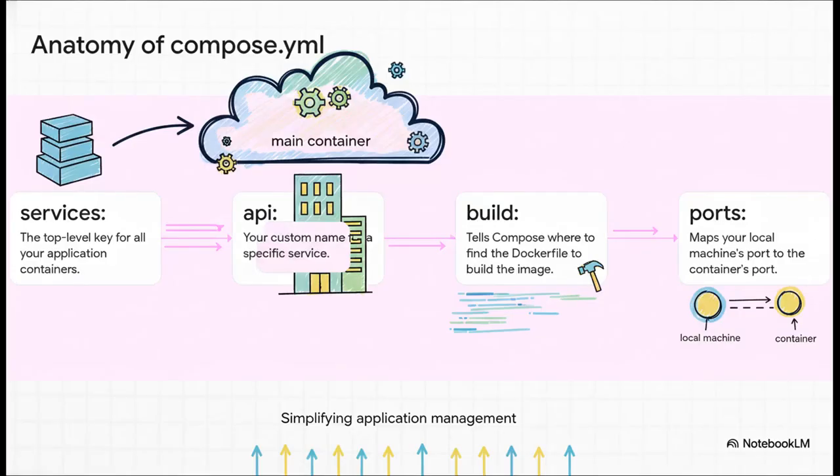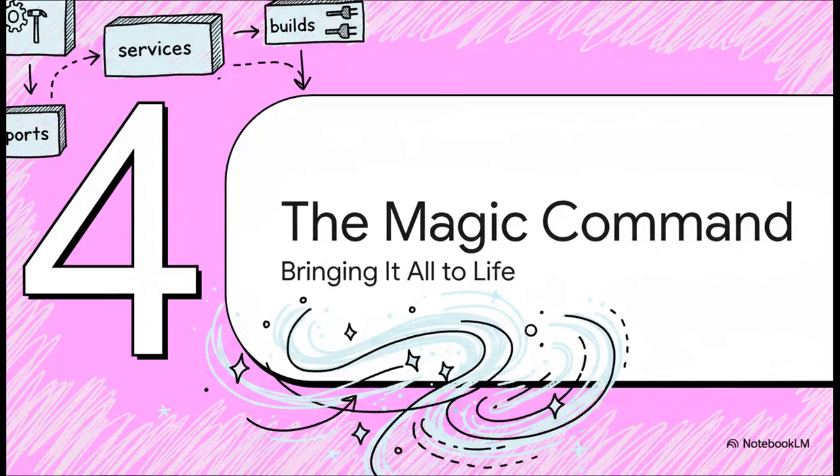Let's quickly break down a super simple compose.yaml file. It's not as complicated as it might seem. At the very top, you have services. Think of this as the main bucket for all your containers. Then, indented underneath, you give your first service a name. We're calling it API here. Under that, we tell it how to build the image, basically just pointing it to our Dockerfile. And finally, we declare the ports we want to map. See how the indentation creates that clear structure? It's that simple.